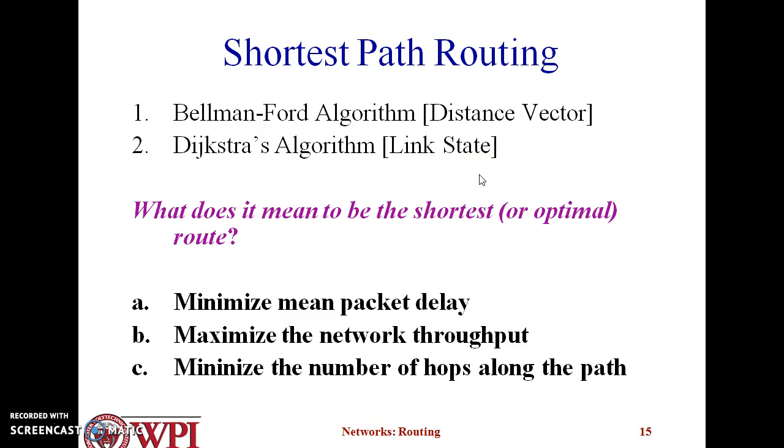Two types of shortest path routing algorithm. The first one is the Bellman-Ford algorithm, which is based on the distance vector, and the second is Dijkstra's algorithm based on the link state. What does it mean to be the shortest or optimal route? Minimize mean packet delay, maximize the network throughput, minimize the number of hops along the path.